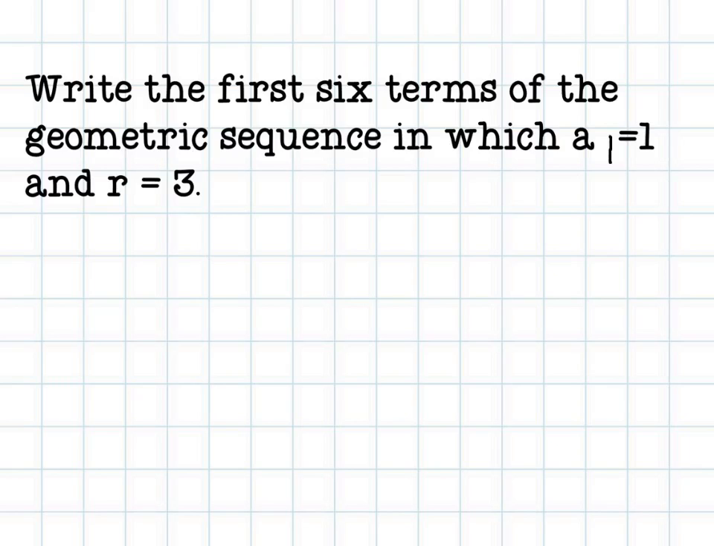Write the first 6 terms of this geometric sequence in which a1 is 1 and r is 3. That means when we're doing this sequence, we are going to take every number in the sequence and multiply it by 3 to find the next number. Pause the video for 1 minute and see if you can finish solving the pattern.